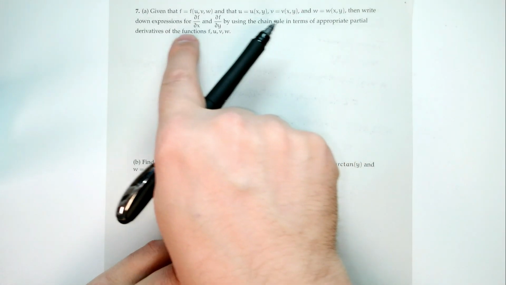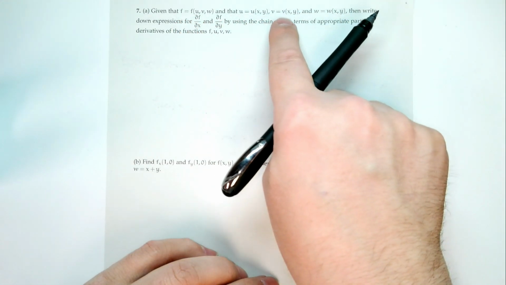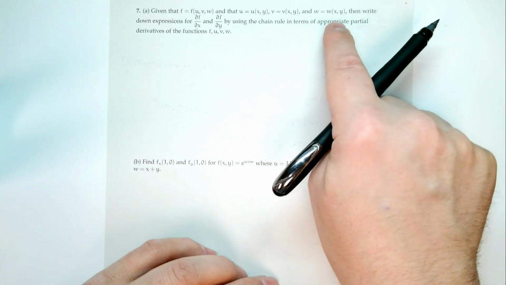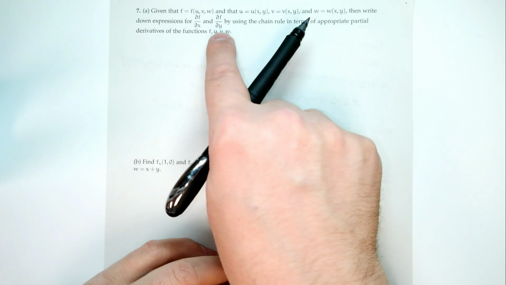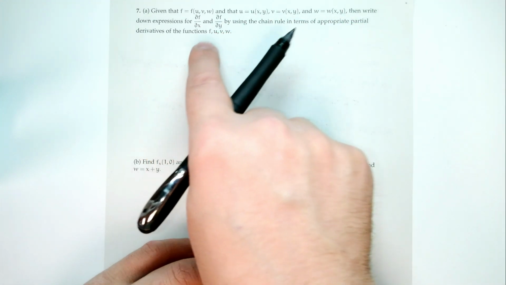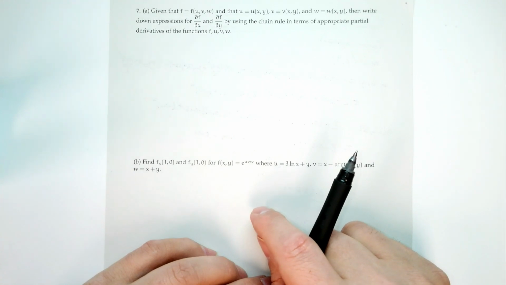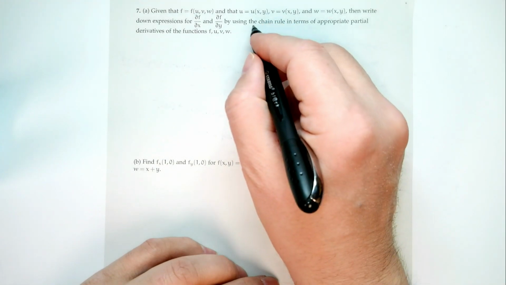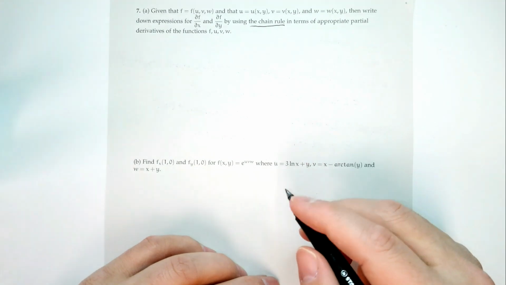So what do we have? We have f is a function of u, v, w, u is a function of x and y, v is a function of x and y, and w is a function of x and y. Write down expressions for partial f, partial x, and partial f, partial y by using the chain rule in terms of appropriate partial derivatives of the functions f, u, v, w. You know, I suspect that this problem might have something to do with the chain rule. Now, if you're wondering why I think that, my main clue was the fact that it says the chain rule. It's a pretty big clue.